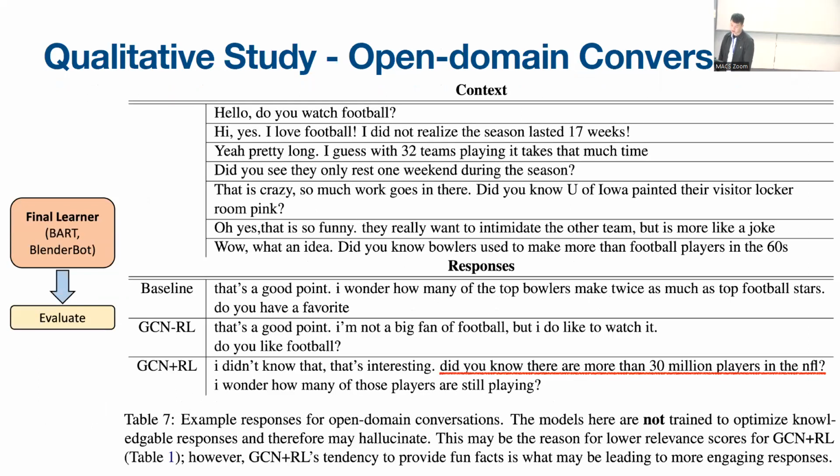So here is an example in the open domain conversation. The last row, GCN with RL, said, "Did you know there are more than 30 million players in the NFL?" Which aligns with what I said, that our model will memorize some knowledge and insert some topics that do not have high overlap with the human's response, but are also engaging. But if you calculate automatic metrics, it will appear less relevant.